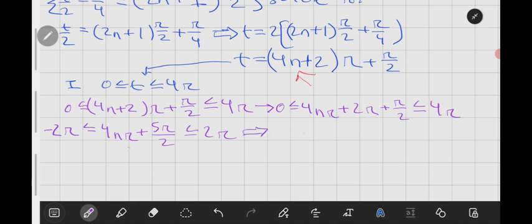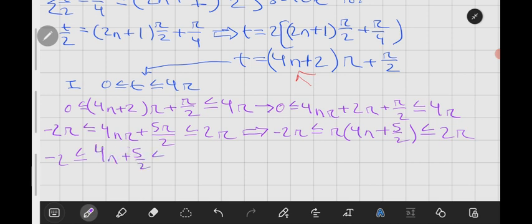When we factor out our pi from our equality here, at least from the middle, from t, we get 4n plus 5 over 2 less than or equal to 2 pi. Then if we divide our entire inequality by pi, we find that 4n plus 5 over 2 must be less than or equal to 2.